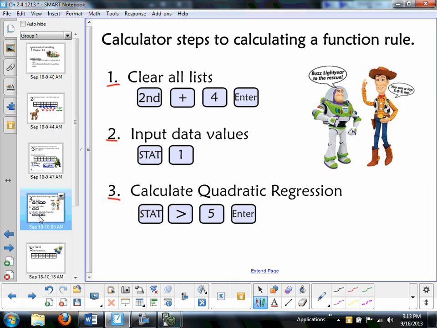Again, on this next page are the steps for your calculator. All the gray ones here, those are your buttons that you press. I tried to lay that out for you.